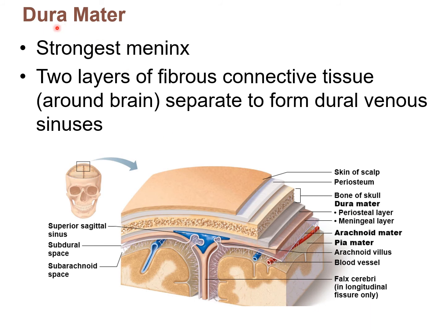Dura means tough. So you get this real thick, tough, strong outer layer of the meninges. It's the strongest meninx. By the way, that's singular for meninges. Meninges is plural. Meninx is singular. There's the dura mater. Well, look, it's in contact with bone. It has to be tough. So your outer layer of the meninges, the dura mater, is the strongest of the 3 layers.